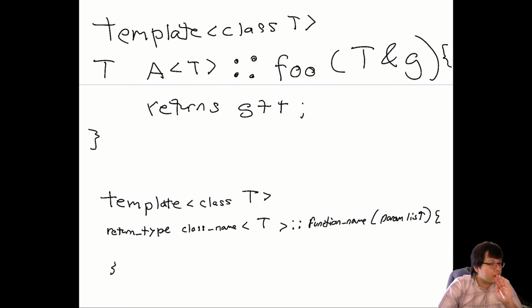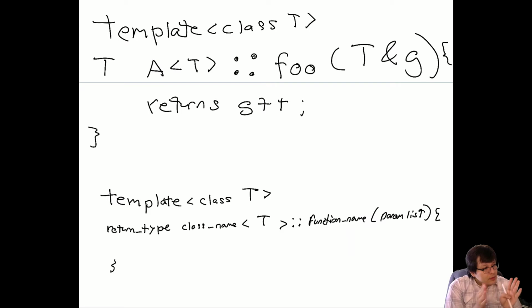So let's see how those match with this. Template class T, that matches identical, I suppose. Return type in this case is a T, but it could be an integer, float, whatever. Class name is just an A, less than T, greater than T, that's just always like that. Your scope resolution operator, function name, which in this case is foo, and your parameter list, which can be empty, but more than likely has at least one parameter. In our case, we had one that we were passing by reference called G, that is of T type, which again is a template type. So, yes.